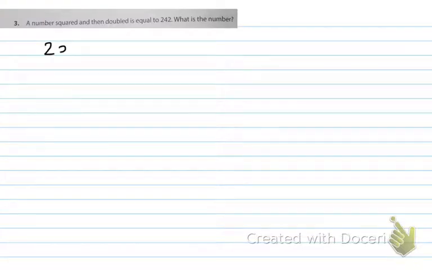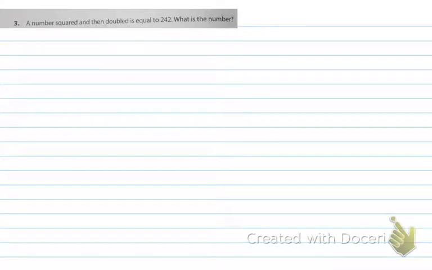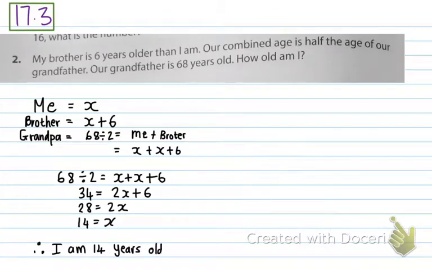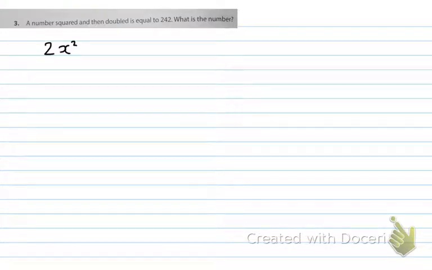Right, number 3. A number squared and then doubled is equal to 242. What is the number? Okay, so, let's just go back. Right, a number squared. A number is x. I have to square that number and double it. So it's going to be 2 times x squared. So 2x squared must be equal to 242.